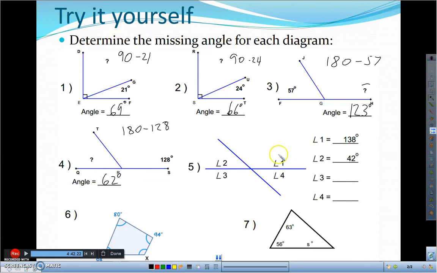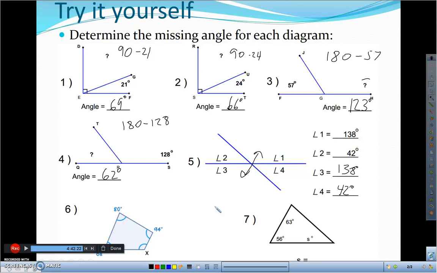This here tests your understanding of the opposite angles. L2 and L4 will be the same. So if L2 is 42, then L4 is going to be 42. And these are opposites here, so it means that L1 and L3 are the same, so L3 is going to be 138. No work required.